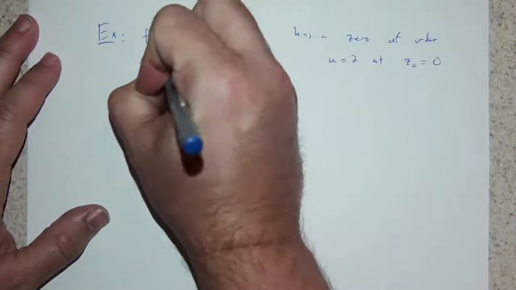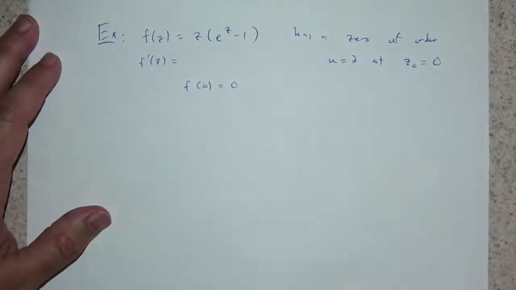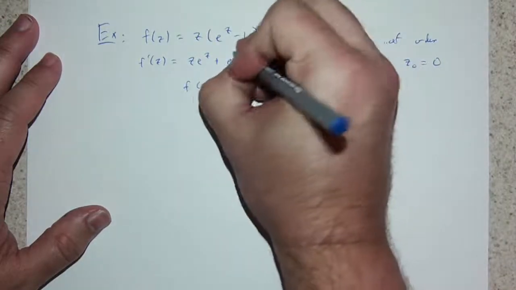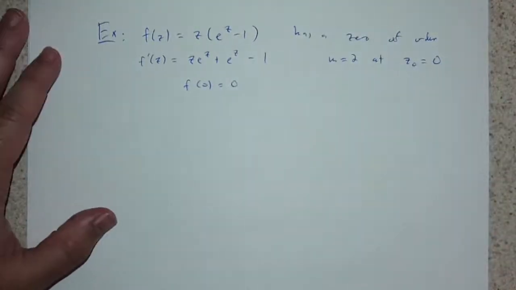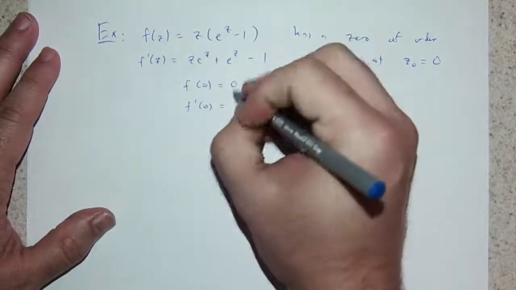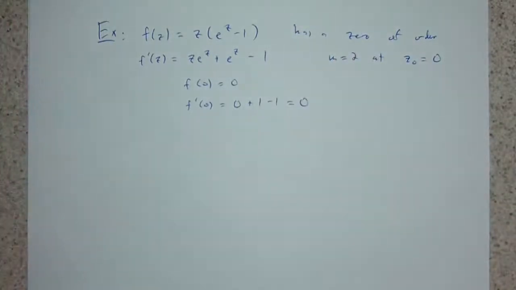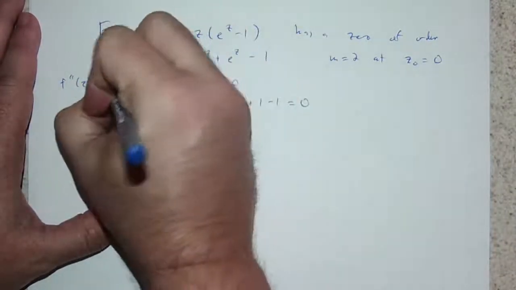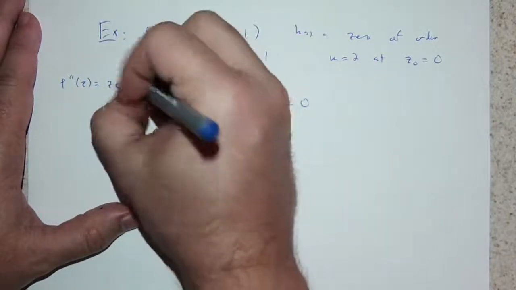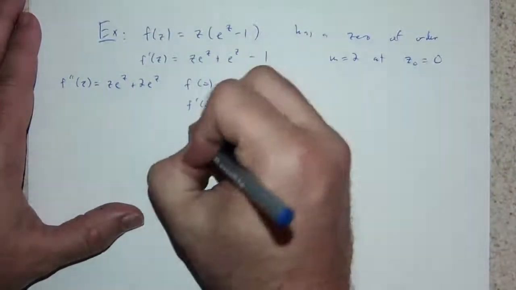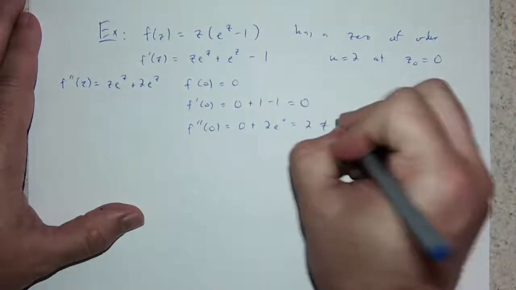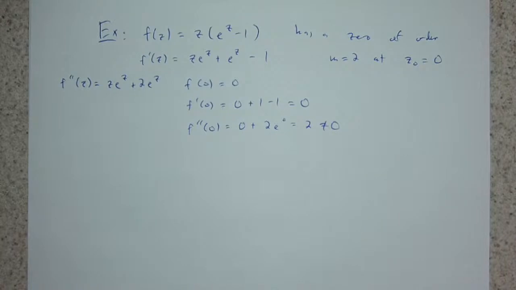All right, well, f prime of z is, let's expand this, z e to the z plus e to the z minus 1, right? So f prime of 0 is 0 plus 1 minus 1, so that's also 0. f double prime of z is, again, product rule gives you z e to the z plus e to the z plus e to the z here, so plus 2 e to the z. And so f double prime of 0 is 0 plus 2 e to the 0, so this is 2, which is not 0. So this has a zero of order 2 at 0.